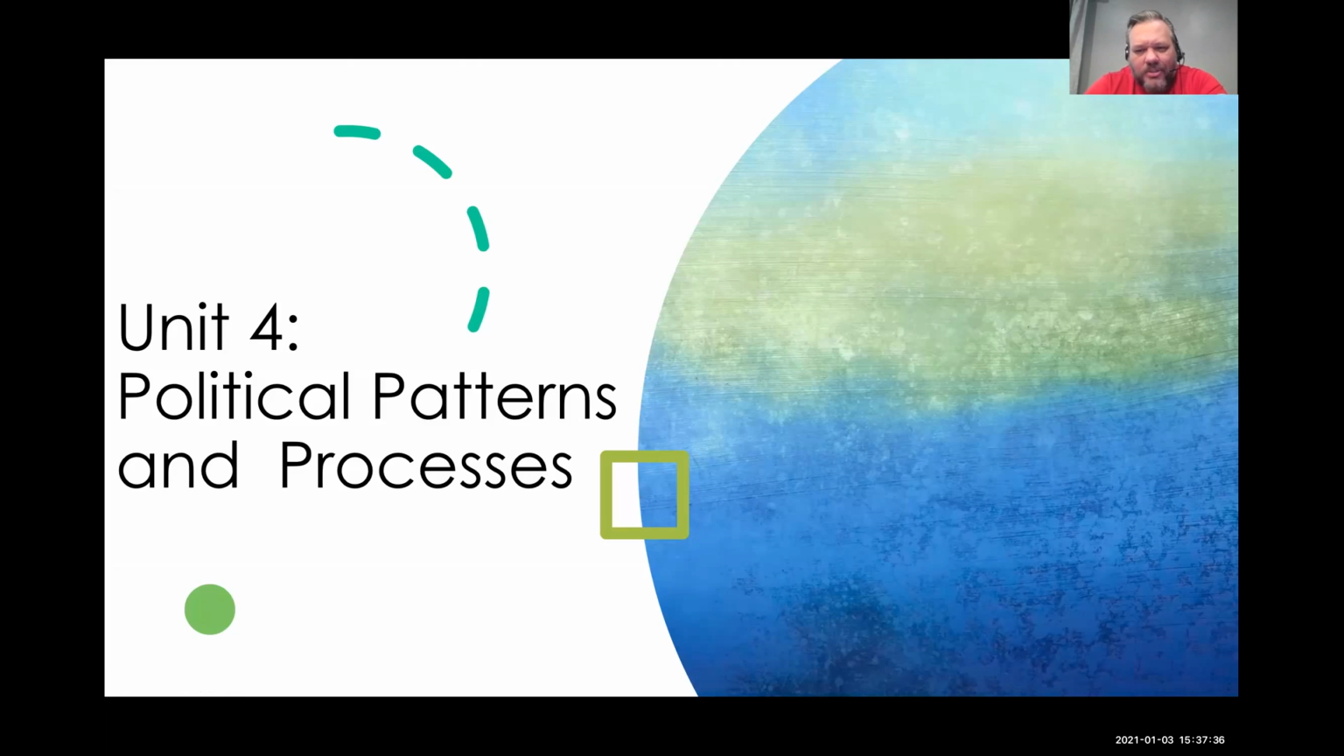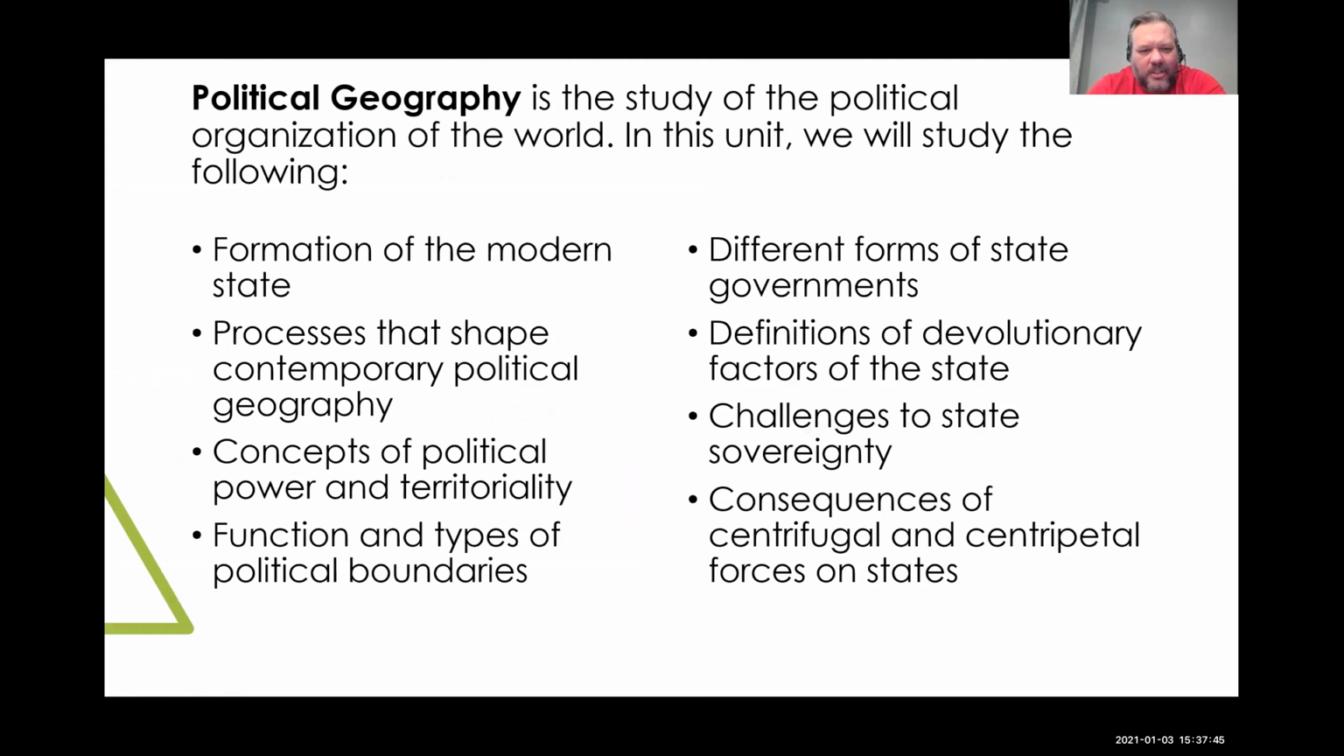So, there's a total of 7 units in human geography. We're on unit 4. This will take us about 3 weeks, I'm thinking, something like that. So, let's take a look at what we'll be doing for the next bit.